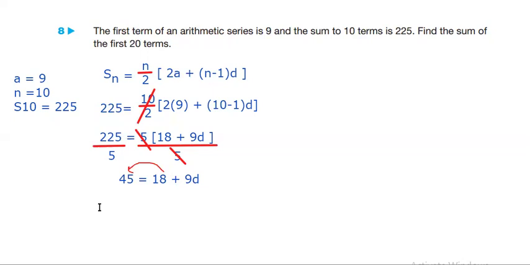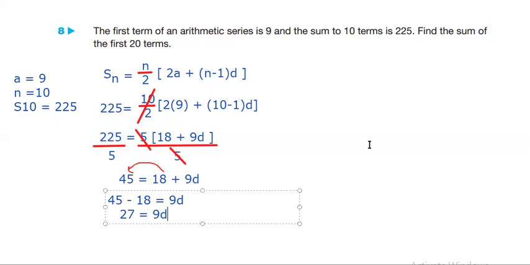So we will end up with 45 minus 18 equals 9d, like this. Now we simplify more. 45 minus 18 gives me 27. Gives me 27 equals 9d, like this.